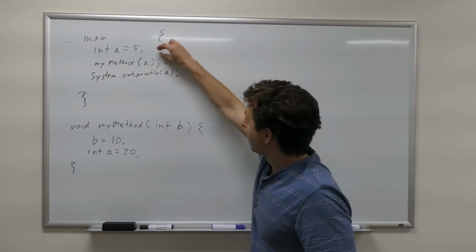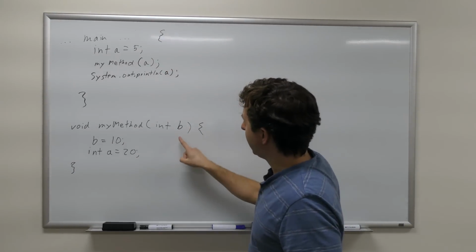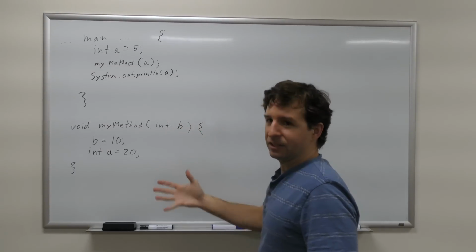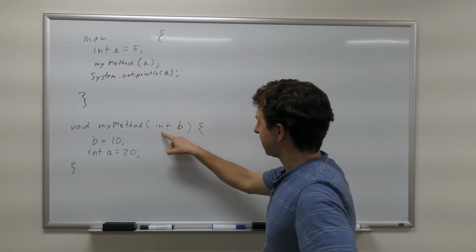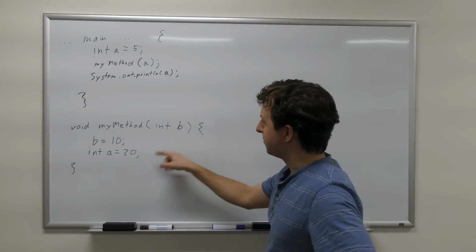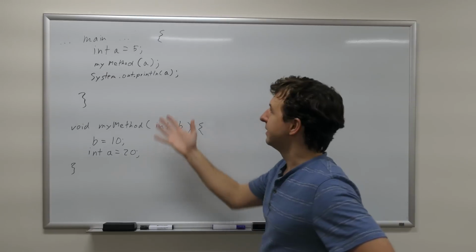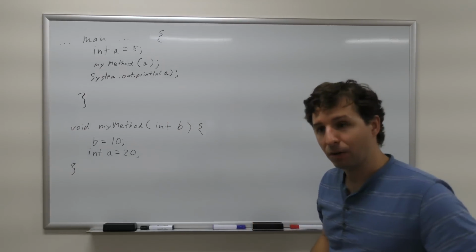Here we're calling my method, sending it the variable a, which contains 5, and now we're calling it b here, which I guess sort of makes sense if you think about it as the method defining what it wants to call its own parameters. But then we assign 10 to b. What happens? Why doesn't that change a? The answer is we need to look at the call stack.